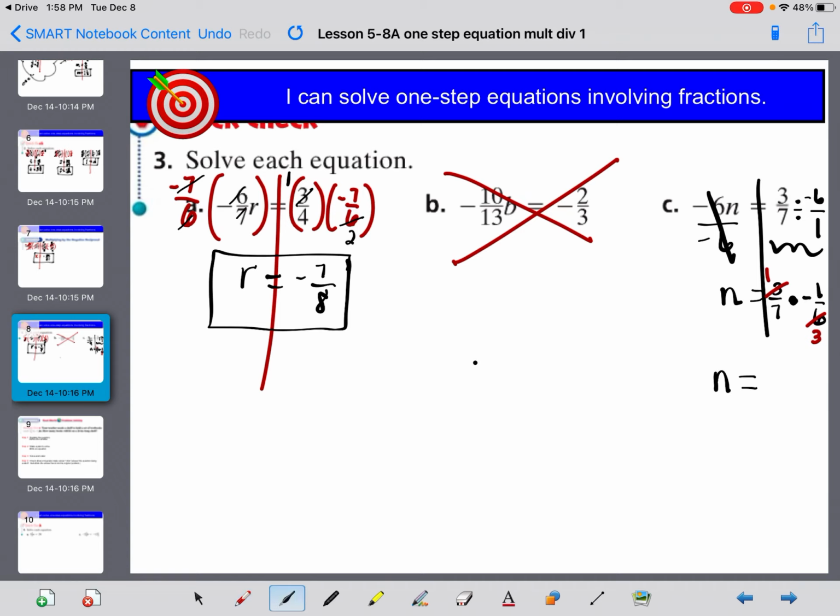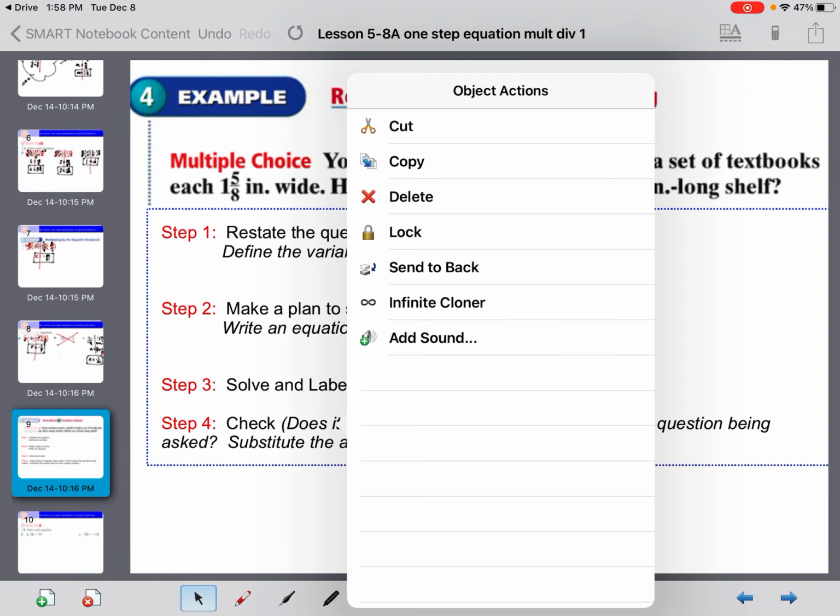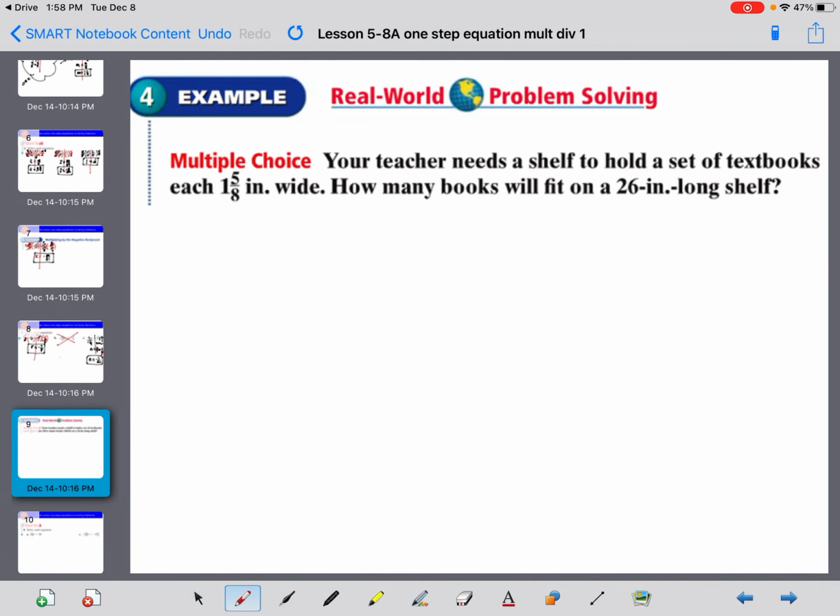Now I'm ready to write down my result. 1 times 1 is 1, and that was actually negative, right? Positive times negative is negative. 7 times 3 is 21. Negative 1/21. Good. All right, this one I want you to put a star by. The reason I want you to put a star by it is because this one will show up on your quiz.